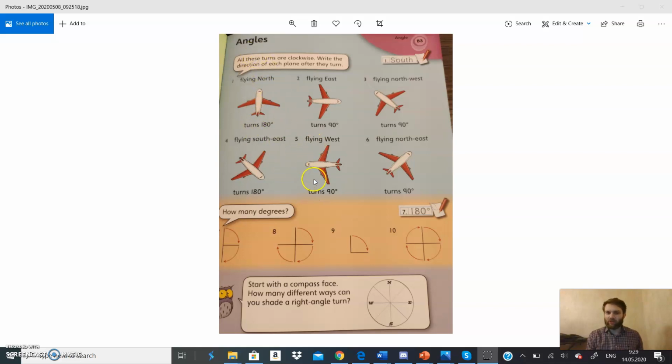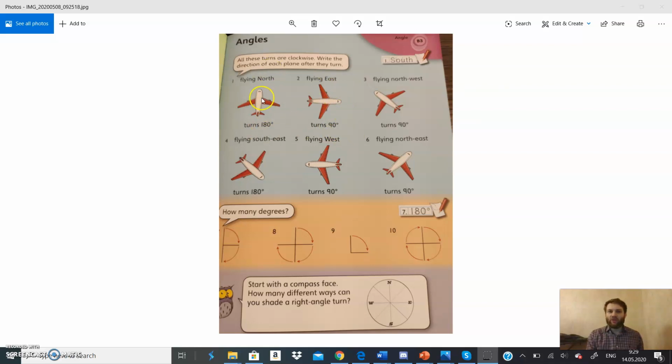By the way, it's not in this question, but turning 360 degrees is a full circle. So if it was 360, it would be 1, 2, 3, 4, back to the place where it started. So we haven't got any of those, it's just 180 turning around, or 90 quarter turn.